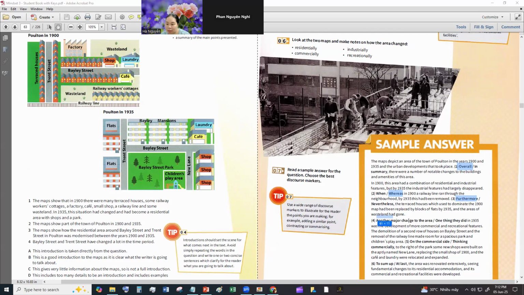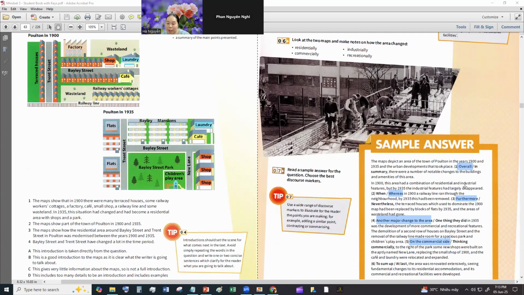Another major change to the area in 1935 was the development of more commercial and recreational features. The demolition of a second row of houses on Bailey Street and the removal of the railway line made room for a spacious park and children's play area. On the commercial side, to the right of the park, some new shops were built on the aptly named New Lane, replacing the small shop of 1900, and the cafe and laundry were relocated and expanded.